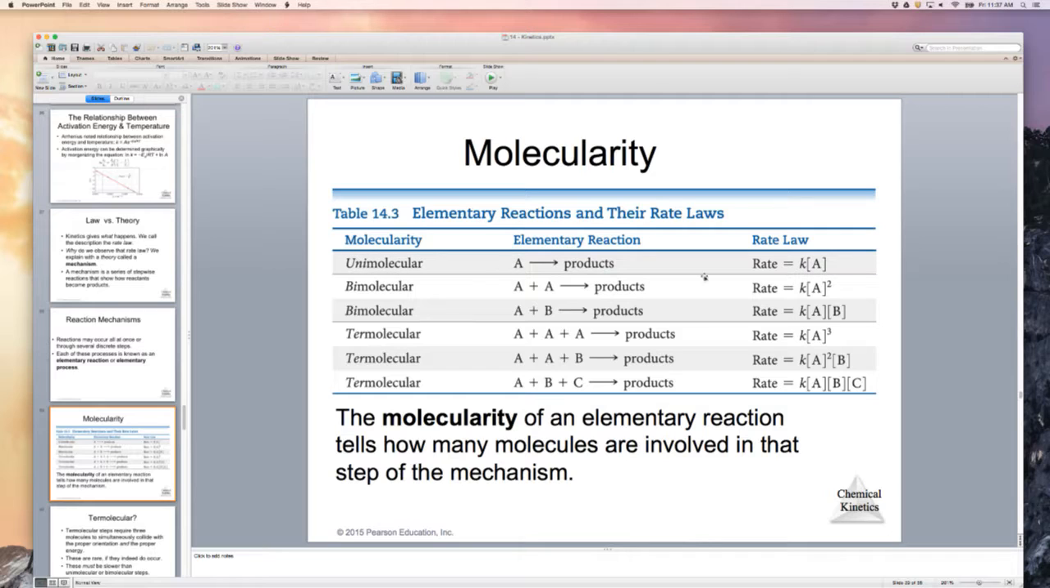Unimolecular, first order. Here are two bimolecular situations, since we only need to worry about uni and bi. Bimolecular situations where 2A come together to form products. Then we have a second order bimolecular rate law that only involves A. And then here we have A plus B giving another bimolecular elementary step. Rate equals k times A times B. It's still second order, both of these. We won't worry about termolecular reactions because, again, they are rare.